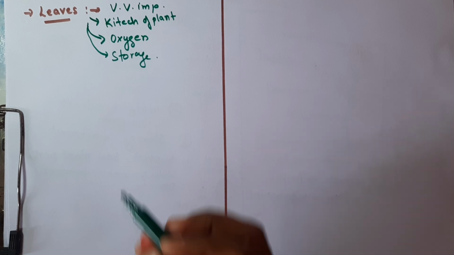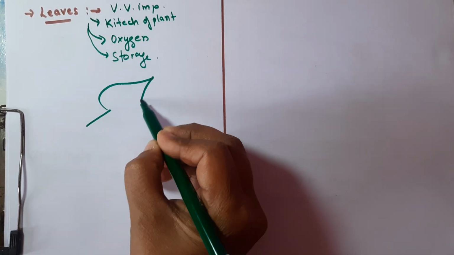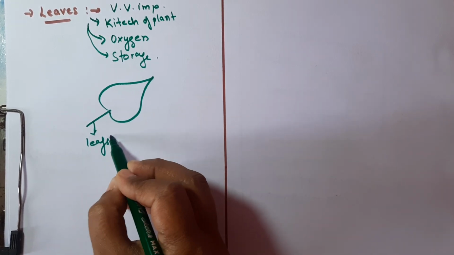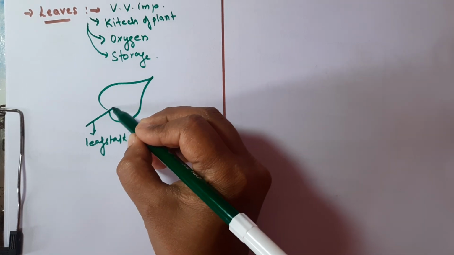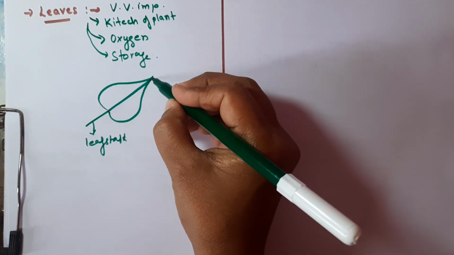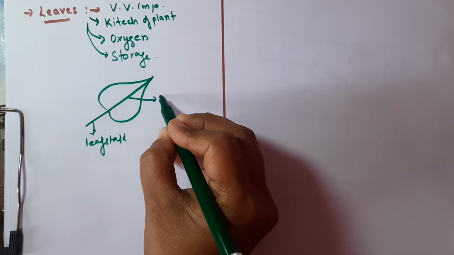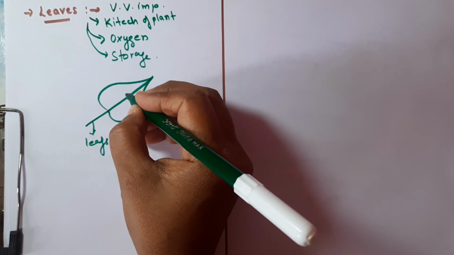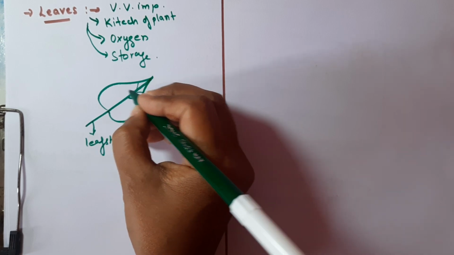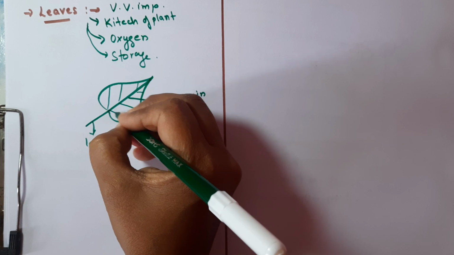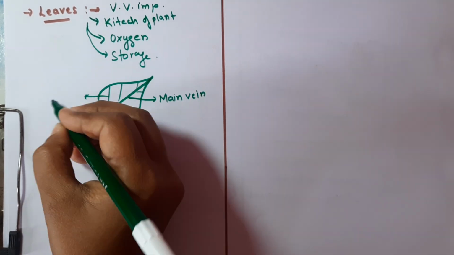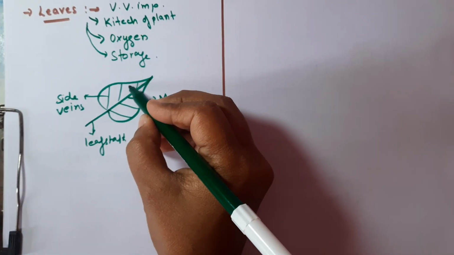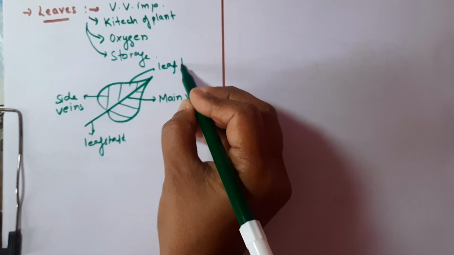So now let's quickly learn about the leaf. So this is the leaf stalk. From the leaf stalk there will be a vein that goes towards the tip of the leaf. So this is the main vein. Now from this main vein certain small side veins will arise. So these are side veins, and the flat portion is known as the leaf blade.